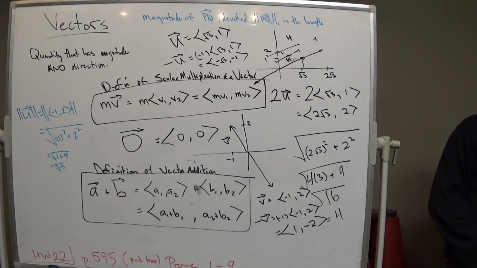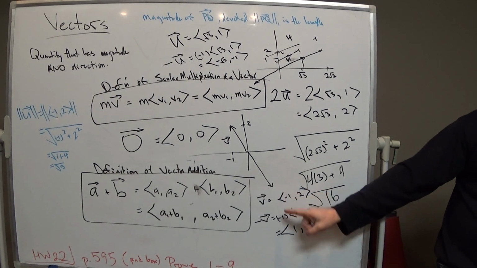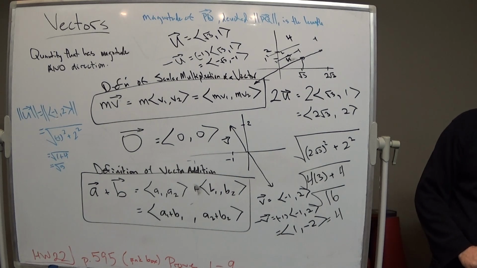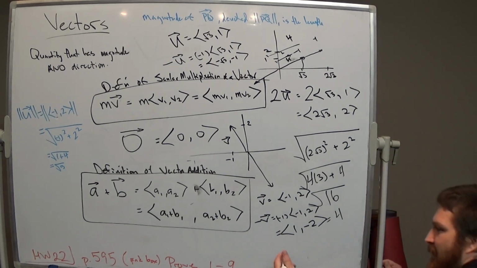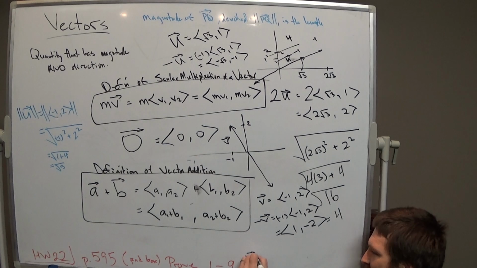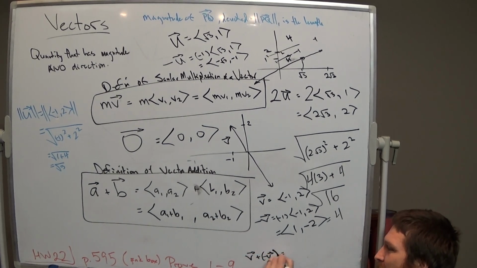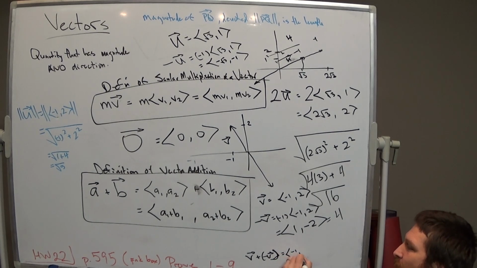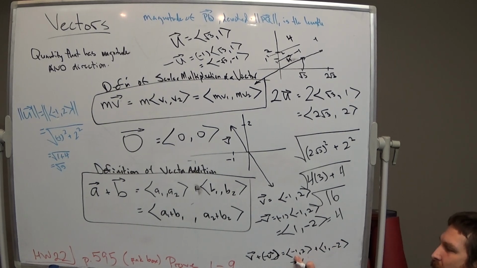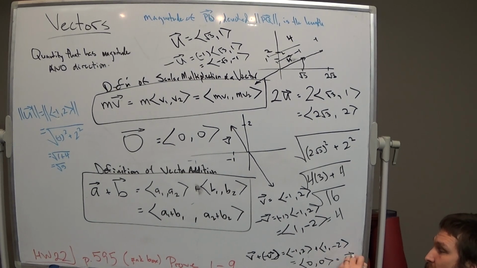Okay? So for instance, if I take v and negative v and add them together, what do I get? 0. v plus negative v would be the same thing as negative 1 comma 2 plus 1 comma negative 2. And so by our rules, we add those together. Negative 1 and 1 give me 0. 2 and negative 2 give me 0. And so it gives you the 0 vector.